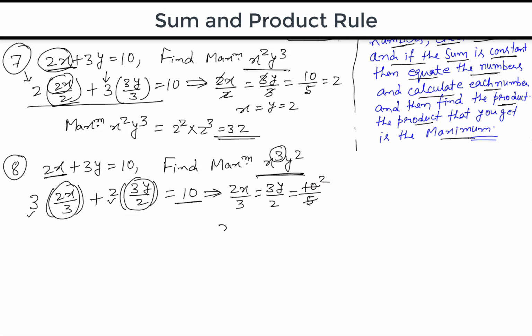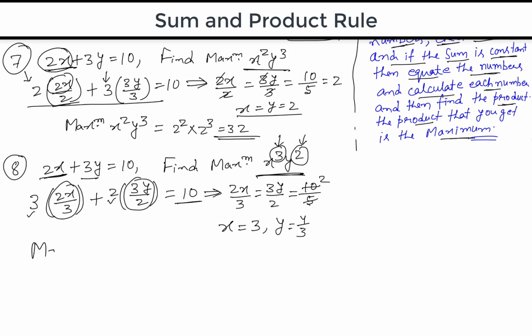So from here you get a different value of x. 2x by 3 is 2, so x will be equal to 3. 3y by 2 equal to 2, so y will be equal to 4 by 3. You see, x and y can be different or the same depending upon the coefficient and situation. But that doesn't matter. What matters is to look at the power clearly, and this power should get multiplied and divided to each of those terms respectively.